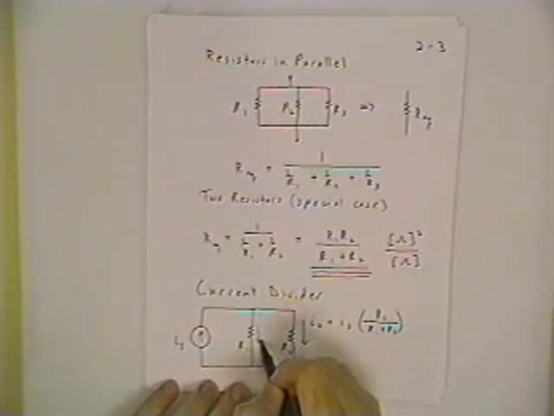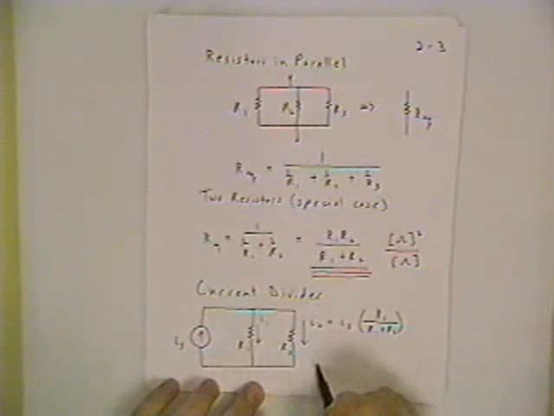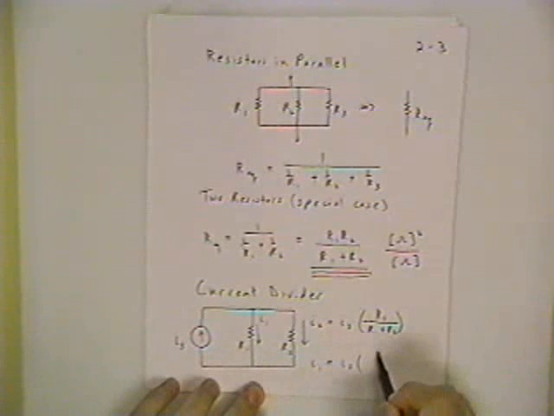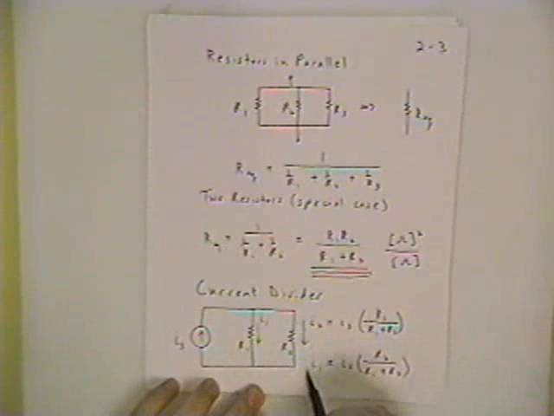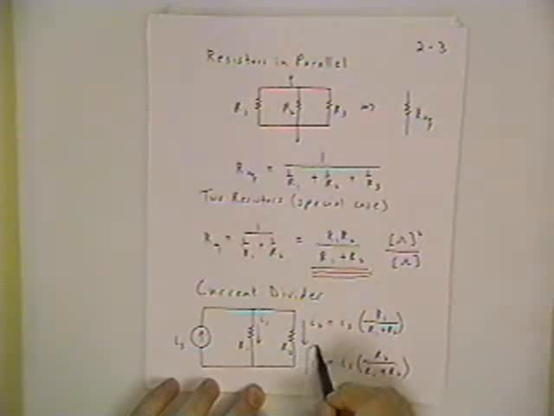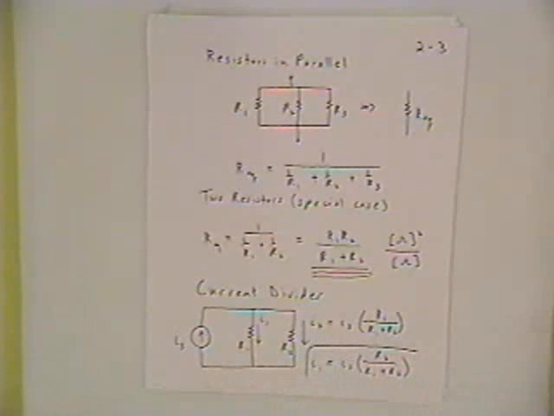Likewise, if I wanted to get I1, it is going to be equal to IS times R2 divided by R1 plus R2. And just so you won't think that I1 has anything to do with that arrow, let's put a box around that. So the current divider is an application of 2 resistors in parallel. Voltage divider is an application of 2 resistors in series.